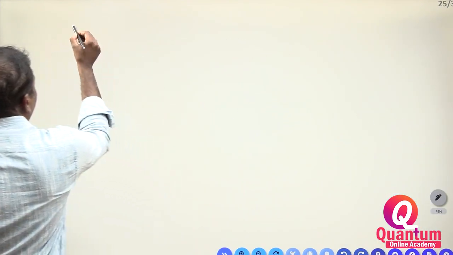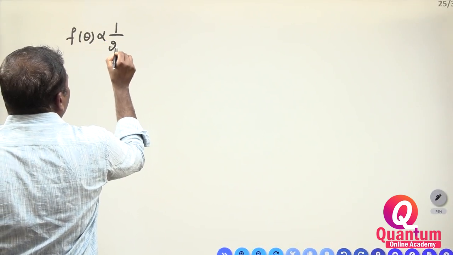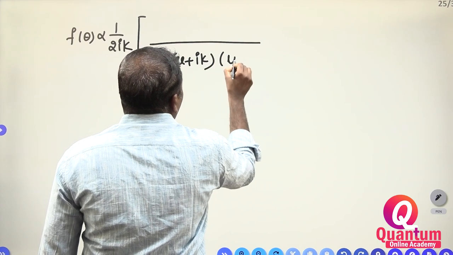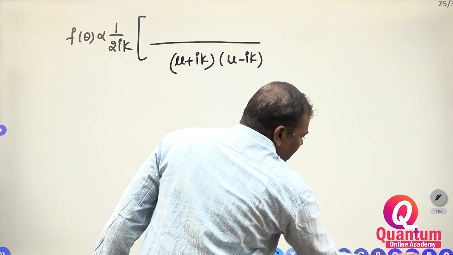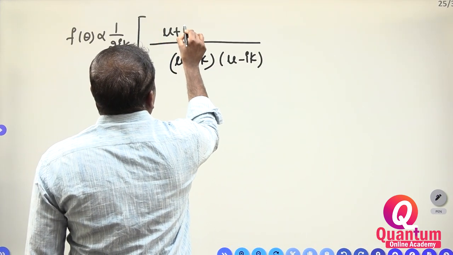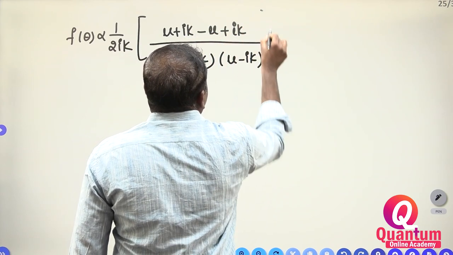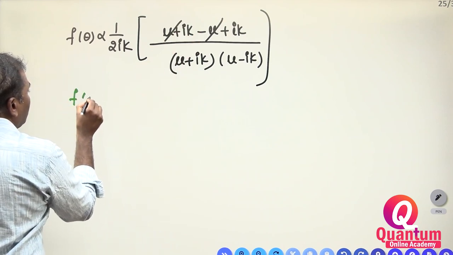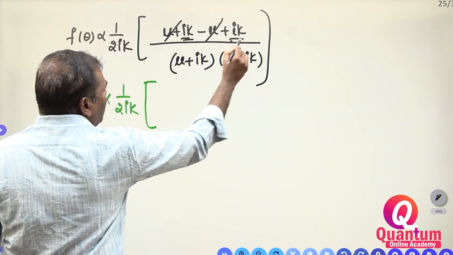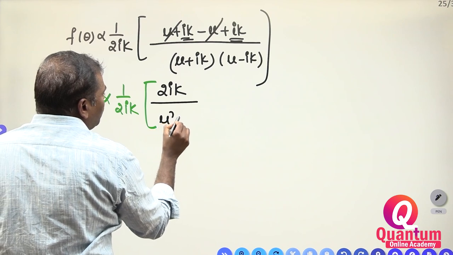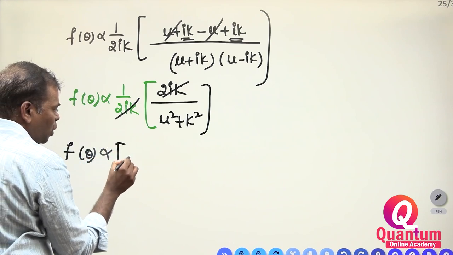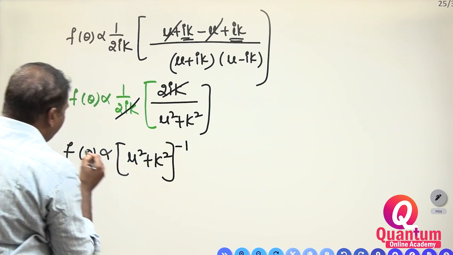F of theta is directly proportional to 1 by 2ik. You take the LCM, (mu plus ik) into (mu minus ik). Here mu minus ik is there, and here mu plus ik. Here we get (mu plus ik) minus (mu minus ik), so mu and minus mu get cancelled. Therefore f of theta is directly proportional to 1 by 2ik into ik plus ik, which is 2ik, divided by mu square plus k square. The 2ik gets cancelled. Therefore f of theta is directly proportional to (mu square plus k square) to the power of minus 1.